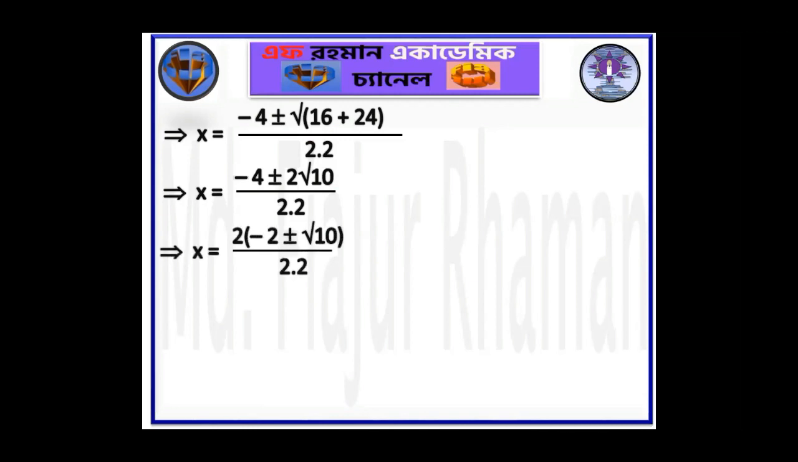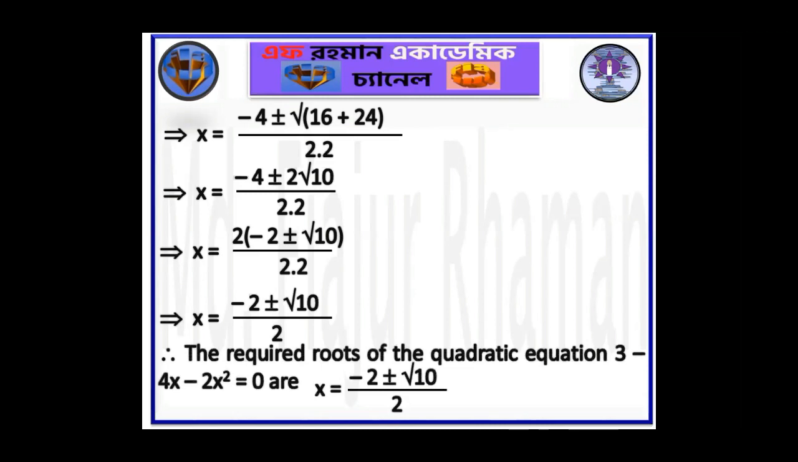We may take common 2 from the numerator, and there remains minus 2 plus minus square root of 10. Cancelling the common term 2, we can easily have x equal to minus 2 plus minus square root of 10 by 2. Therefore, the required roots of the quadratic equation 3 minus 4x minus 2x square is equal to 0 are x equal to minus 2 plus minus square root of 10 by 2.